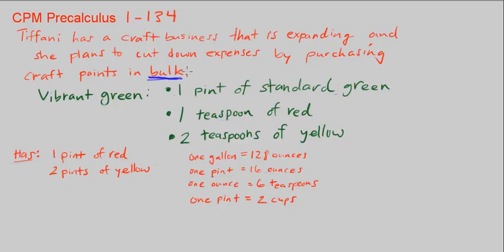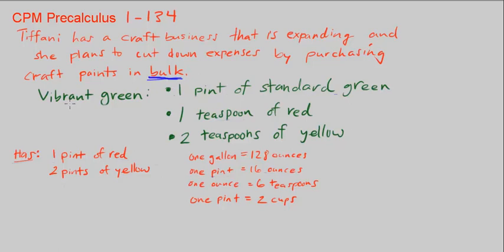Most of them are straight mixtures except for vibrant green, which she mixes specially. To create this mixture, she mixes 1 pint of standard green with 1 teaspoon of red paint and 2 teaspoons of yellow paint. So this mixture together makes vibrant green.